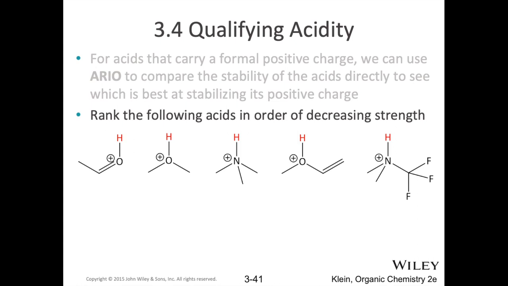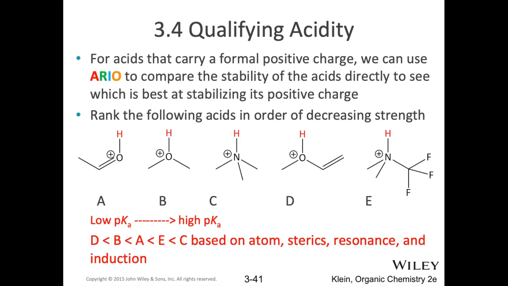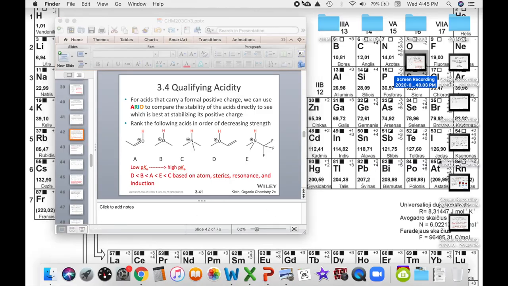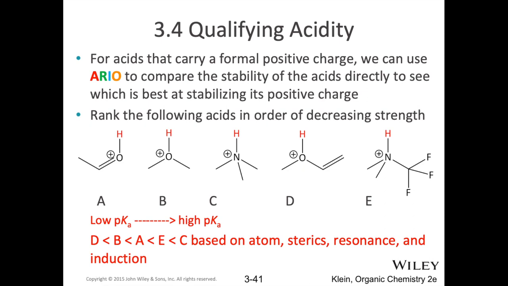All right, hopefully you've come up with some answers. Here are the answers if you want to check them. You can see that our most acidic acid is number D. Here are the answers, if you want to check to see that you did this all right.